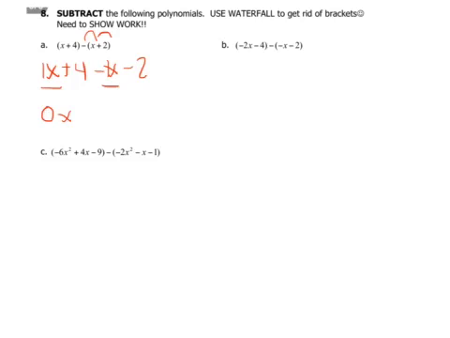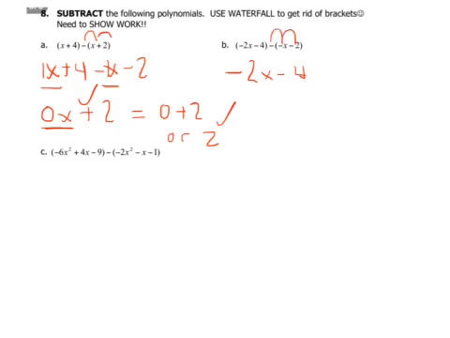4 minus 2 would be positive 2. Now, if you have 0 x's, it means you have 0. So this is the same as 0 plus 2, or just 2. So either one's right. I'll accept that or that. Okay, for B, the first one's good, but the second one you've got to do the waterfall. Now, negative negative makes a positive, and that's the same for both. So you would get negative 1x and negative 2 for your answer.